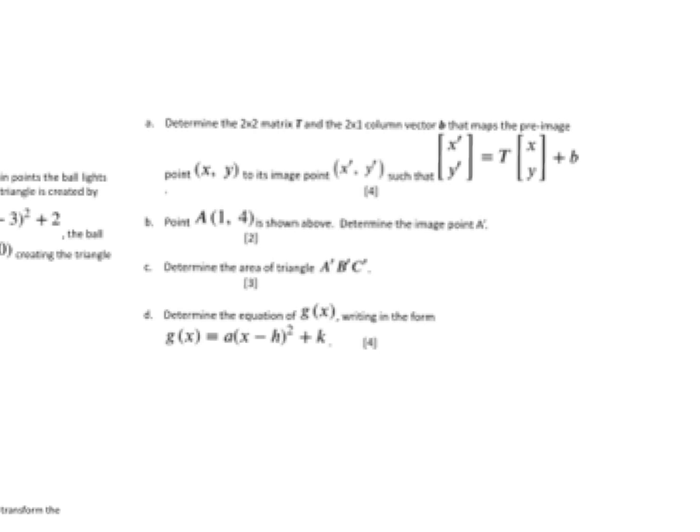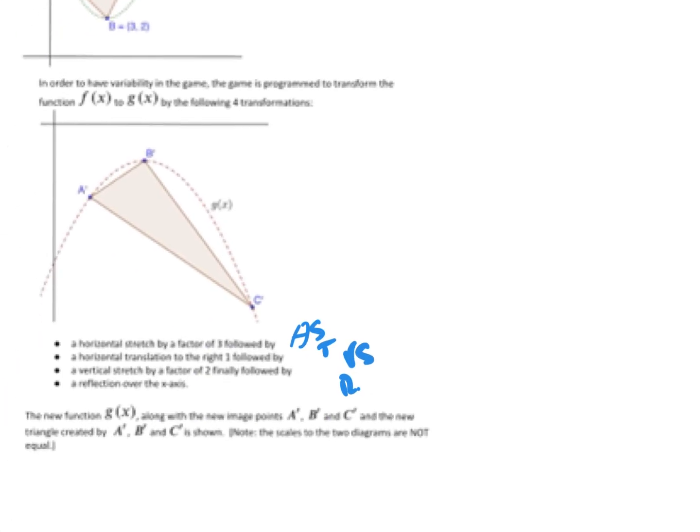and write them as a transformation matrix T plus a column vector that takes the pre-image x, y and changes it into a new image point x prime, y prime. So we want to come up with this transformation. Well, when we think about what's going on here, because I'm dealing with matrices, I know I have to do them backwards.